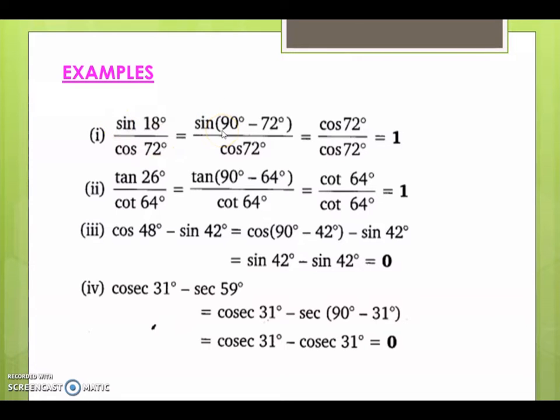Okay, so a few examples we will see related to trigonometric ratios of complementary angles. If you have to evaluate sin 18 degrees by cos 72 degrees, these are not the specific angles which you have already learnt. In the previous exercise, you were using only sin 30, cos 30, sin 60, cos 60, 45, 0, 90. These are the specific angles whose trigonometric ratios you have already seen. So, if such ratios are coming, you can evaluate easily.